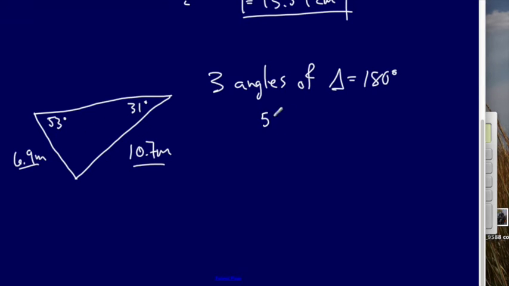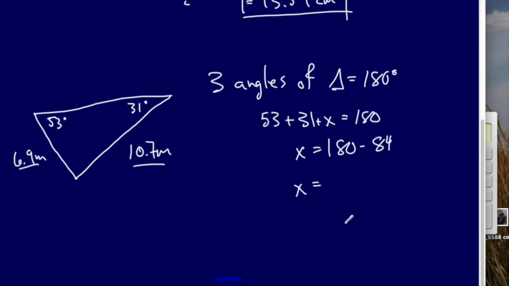So here I have two angles. I know that 53 plus 31 plus x will have to equal 180. In order to figure that out, I have to add these two together. So I'll know that x is equal to 180 minus 84. So I know that this angle inside here is going to be 96 degrees. Now I can label that in over here, 96 degrees, and all of the angles in here now will equal 180 degrees.